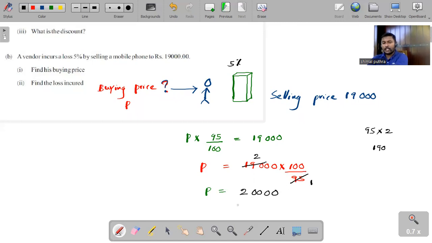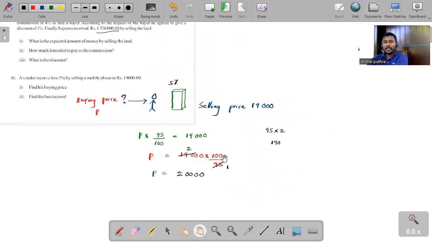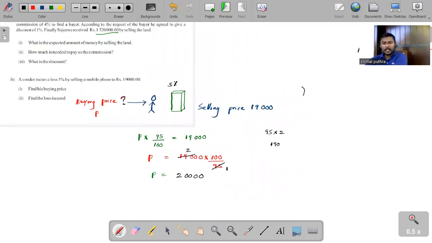That means he bought this one for 20,000, but he sold it for 19,000. Then they asked to find the loss of the business. The loss of the business.